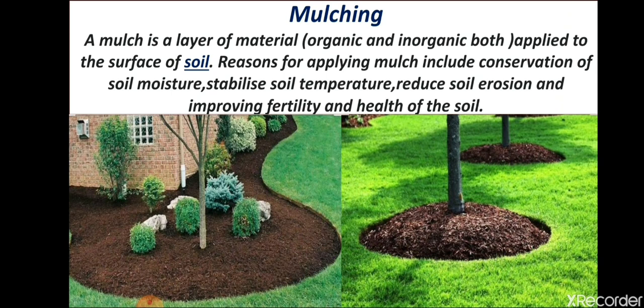So mulching is the process of covering the surface of soil by applying organic or inorganic materials. It stabilizes soil temperature. Moisture is retained in the soil. Temperature stays normal because straws keep it cool. It reduces soil erosion, and it also improves the fertility and health of the soil. As the mulch becomes older, it decays and increases the fertility of the soil.